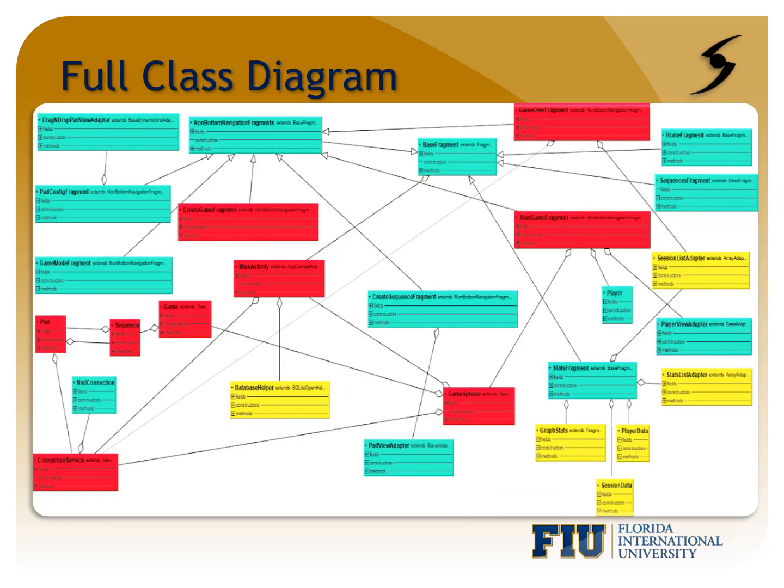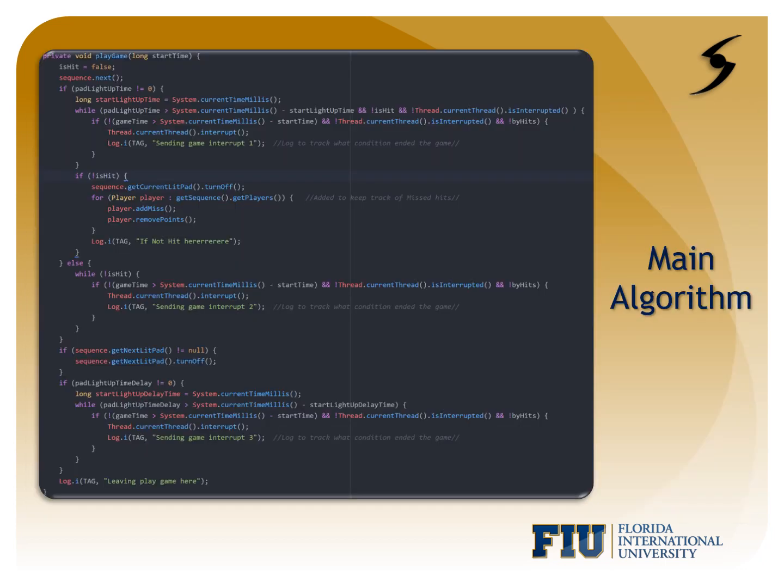This is the full class diagram that shows all the classes from the application. The yellow classes are related to the database, as I mentioned before. The red classes are the classes that we edited. The other classes were not edited except for the user interface. This is the main algorithm for the application. It is the play again method that controls when the game starts and finishes.